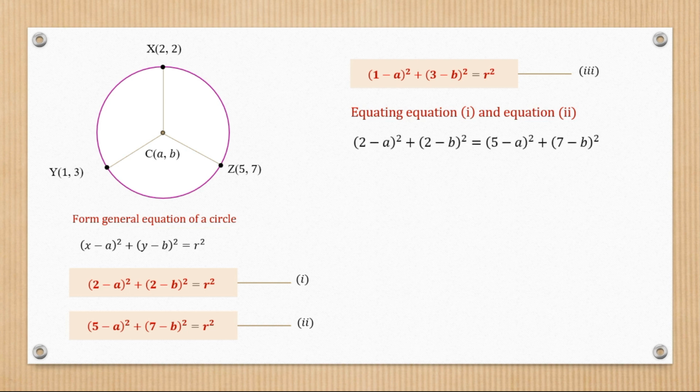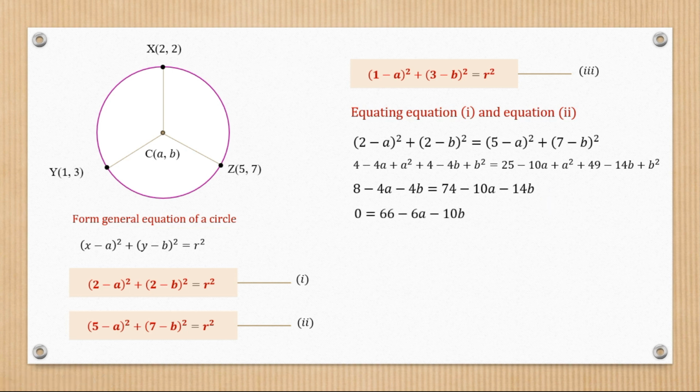So you can have it this way. When we expand each one, this is what we'll get. The next step we can see is that a² and b² will cancel with the a² and b² on this side, and what we'll be left with is this. Then 4 plus 4 is 8, then we remain with negative 4a minus 4b. Here, 25 plus 49 gives 74, minus 10a minus 14b. Next, when I collect like terms, I'll have 6a plus 10b equal to 66, and this shall be equation 4.